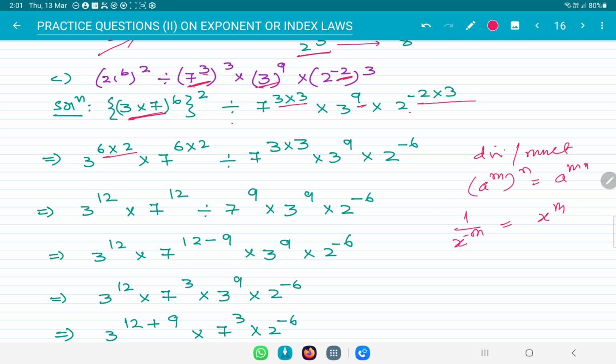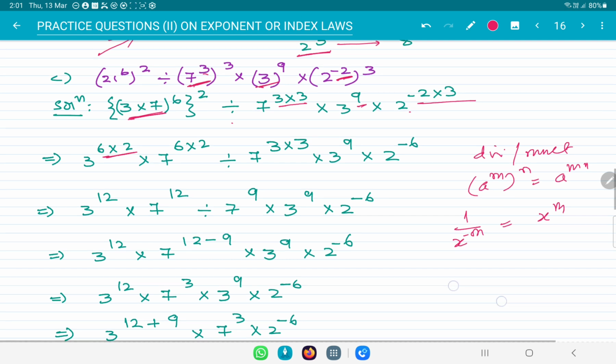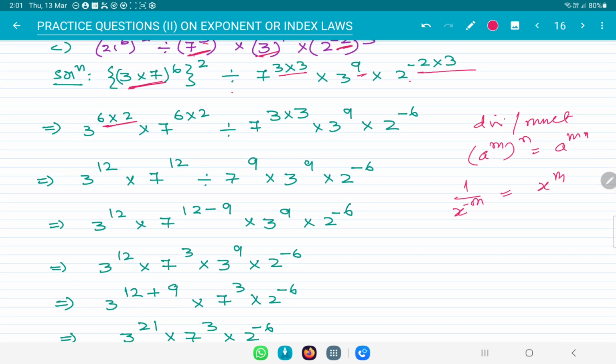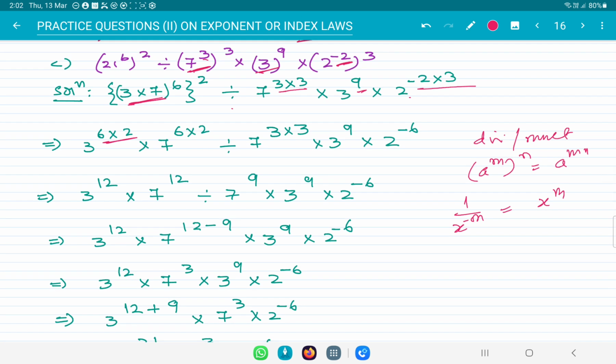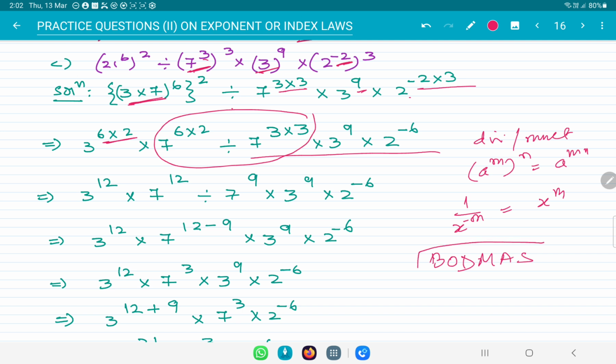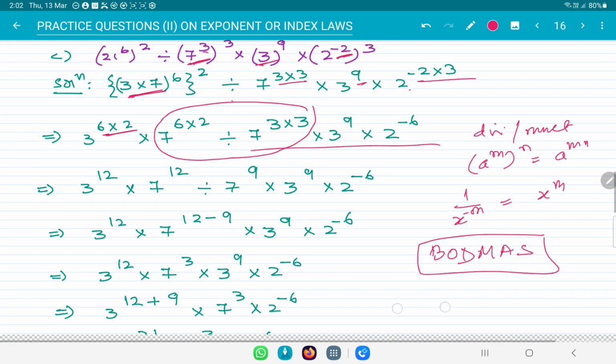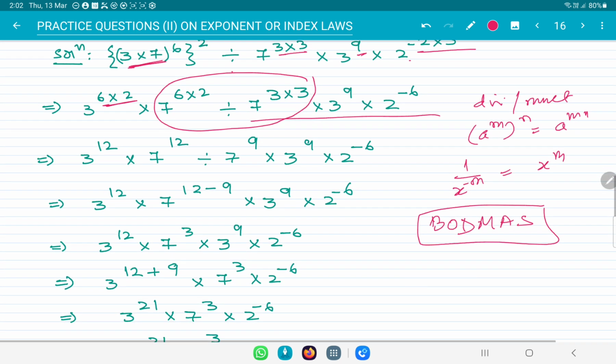Now 6 into 2, so 3 raised to the power 6 into 2, and 7 raised to the power 6 into 2. Okay, and the remaining are as they are. Here you can see this is division. So as you know, according to the BODMAS rule, we have to do division first. So these numbers we have to do first.